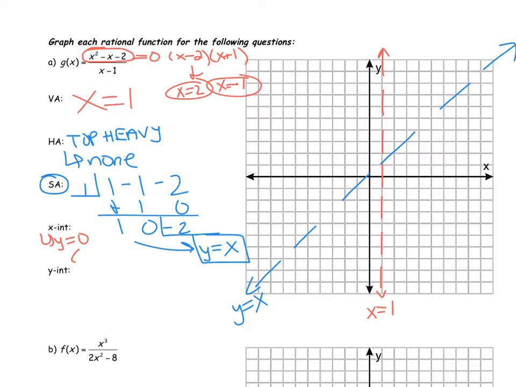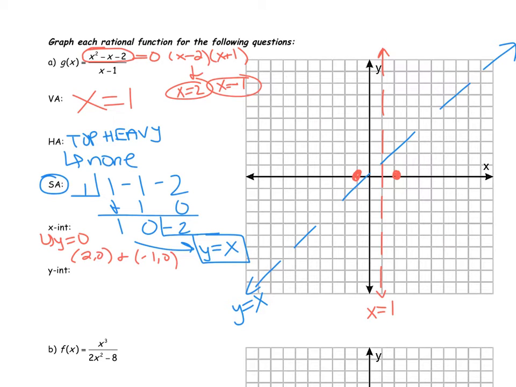So I'm going to write that here. We have 2, 0, and -1, 0. And I'm going to draw those in on my graph. I'll indicate that with a red point. Okay, so there are my 2 x-intercepts at 2, 0 and -1, 0.